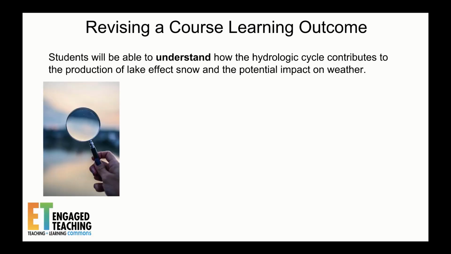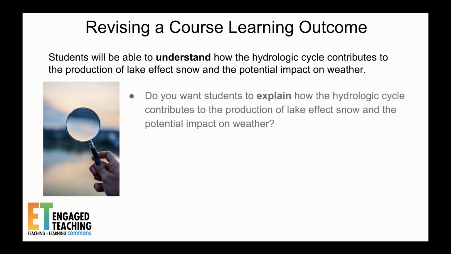Let's revise an existing course learning outcome. Students will be able to understand how the hydrologic cycle contributes to the production of lake effect snow and the potential impact on weather. In this example, identifying how you plan to assess whether or not students understand will help you clarify your learning outcomes.